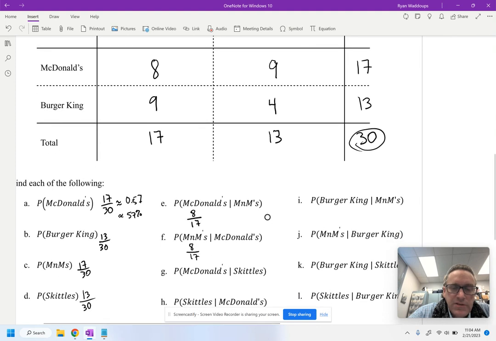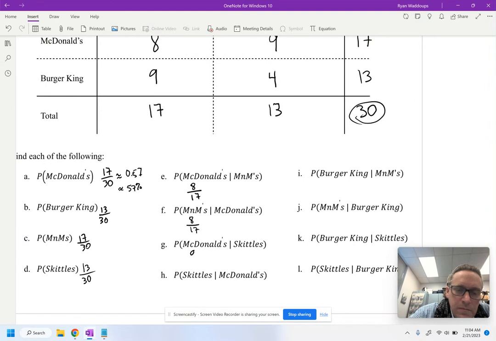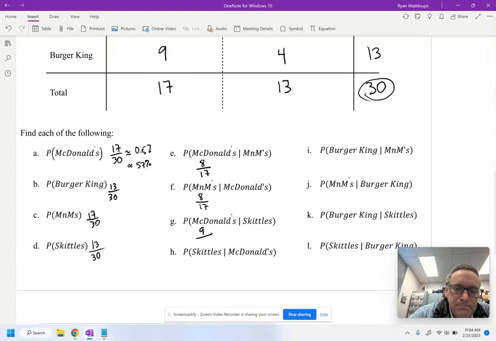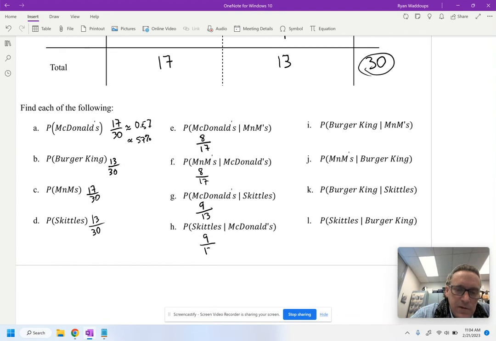Okay, the probability of McDonald's, given Skittles: McDonald's and Skittles is 9, out of the Skittles, which is 13. And then the probability of Skittles, given McDonald's, the top number is still 9, both Skittles and McDonald's, but out of McDonald's, then it's out of 17. That's an example that they're not always going to be the same.